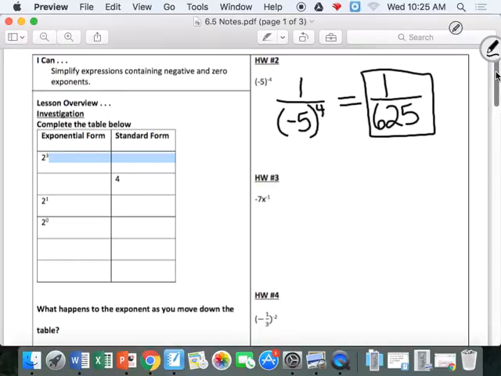Yeah, it is. It seems legit. All right, now let's look at number 3. It's a little different. Be careful on this one. I'm going to rewrite this one just so that you can see it a little better.